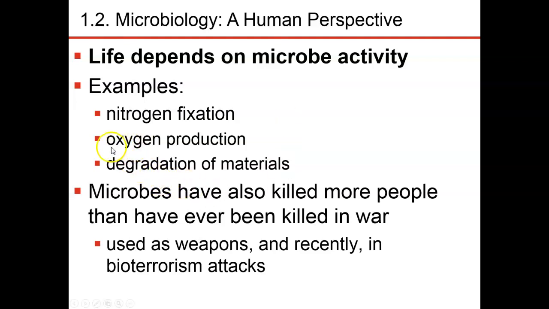Of course, we have microbes that produce oxygen, those photosynthetic organisms like cyanobacteria, that produce the original oxygen that was in the Earth's atmosphere. So our original Earth atmosphere did not contain oxygen. It wasn't until we had these photosynthetic organisms that produced oxygen as a byproduct that oxygen became part of our atmosphere. Microbes also degrade a lot of materials.